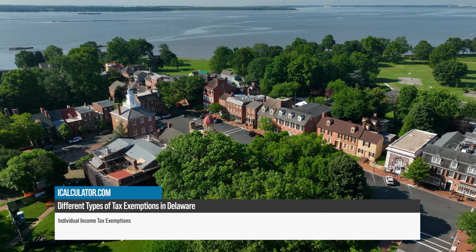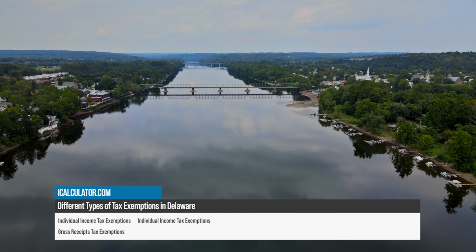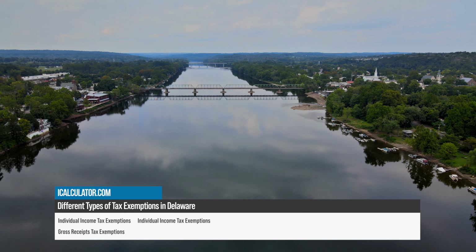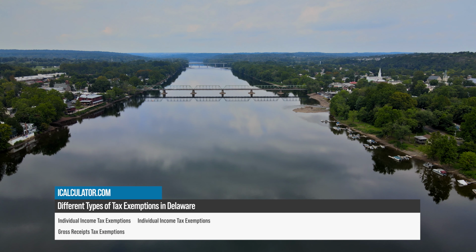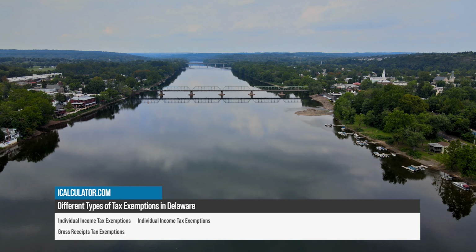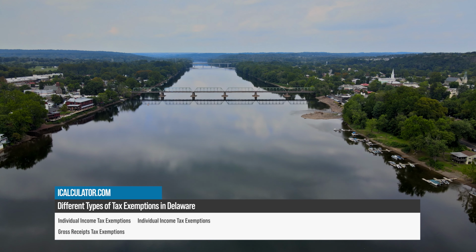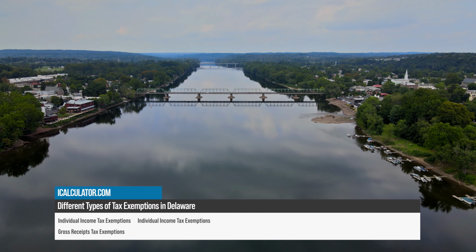Gross receipts tax exemptions. Exemptions include sales to the U.S. government, sales for export outside the state, and specific business activities, such as the sale of agricultural products by the producer. Property tax exemptions. Exemptions include the homestead exemption for primary residences, exemptions for seniors, veterans, disabled individuals, and certain types of agricultural and conservation land.